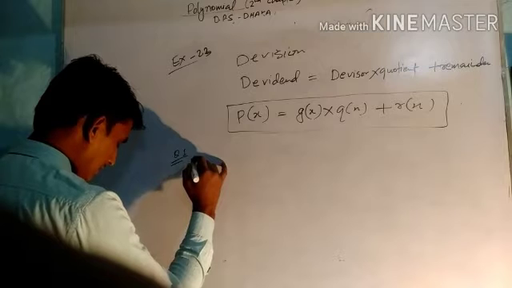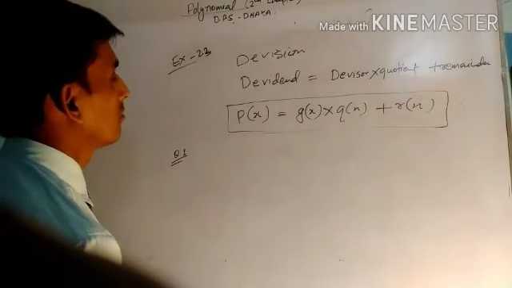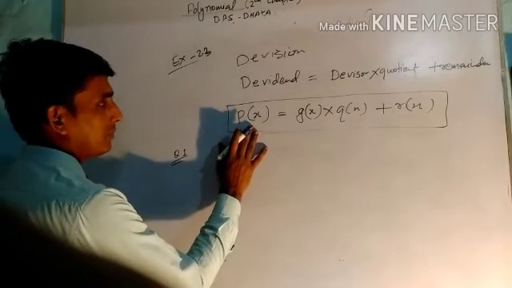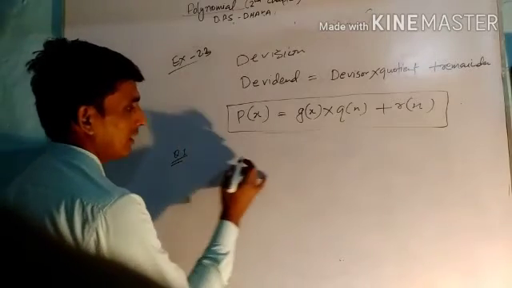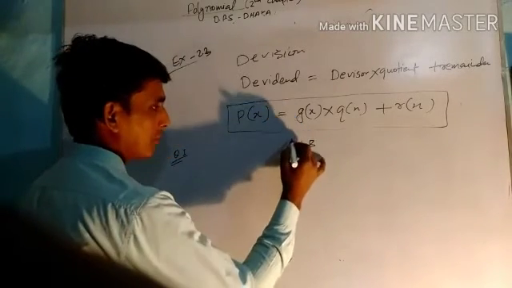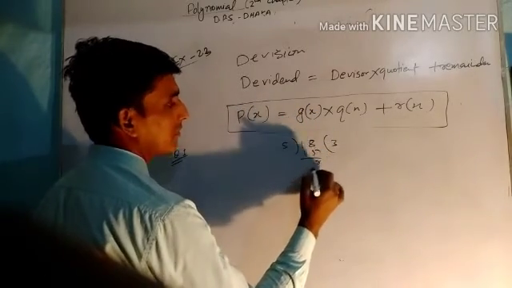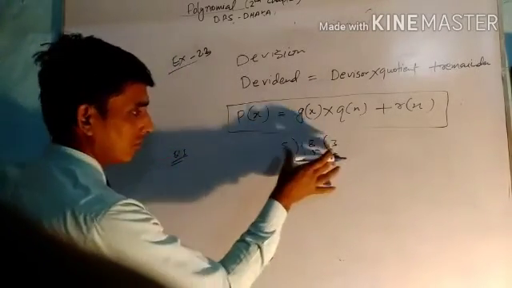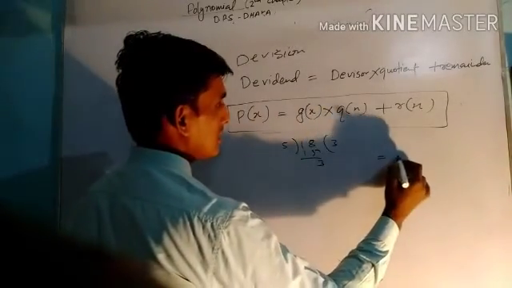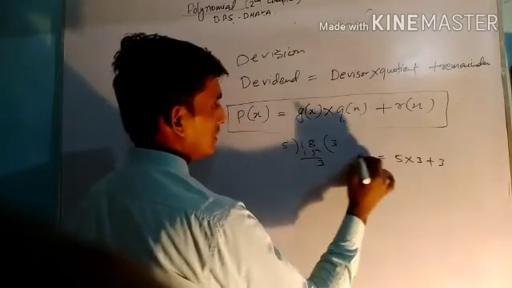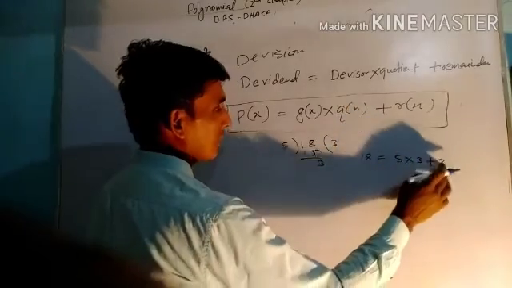What is given in the question? Divide the polynomial p(x) by the polynomial g(x) and find the quotient and remainder. So we have to divide the polynomial p(x) with g(x) so that we get the quotient and remainder. You can see, if you are dividing 18 by 5, you get a quotient and a remainder. So what is the formula? Divisor into quotient plus remainder, that is 5 into 3 plus 3 is equal to 18. So dividend is equal to divisor into quotient plus remainder.